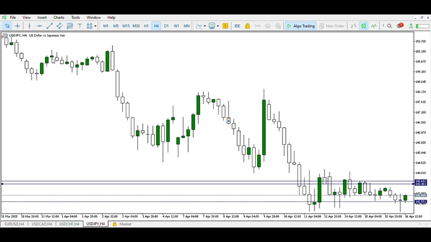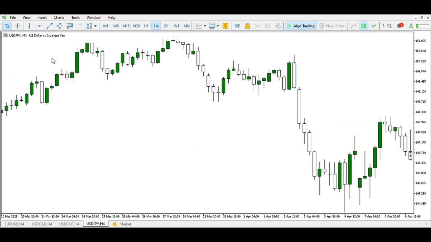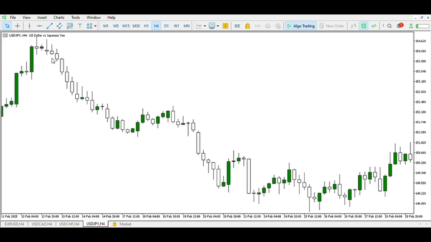So firstly, the rule we are going to be following: we are going to be trading two candlestick patterns, which are the engulfing pattern and the evening star. The engulfing pattern I have explained in previous videos, and if you have not watched those previous videos, do due diligence to watch them.